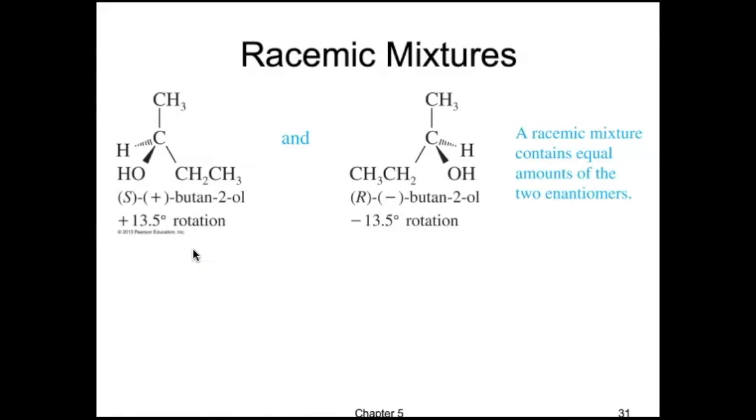So I'm going to make this a nice short video just so that you can get those definitions down before we start to play around with actual organic molecules. So keep in mind the definition of enantiomer and also the definition of racemate.